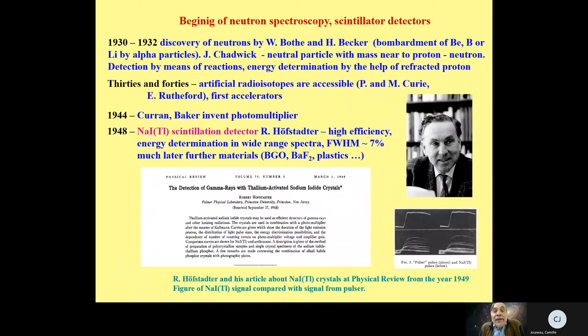I said to you that during this 40s, it was possible to start real spectrometry with usage of scintillator detectors and electronics, and it was based on development of Hofstadter, who started to use sodium iodide scintillation detectors. Here is this article, first article in 1949, where was first information about possibility to use such detectors.